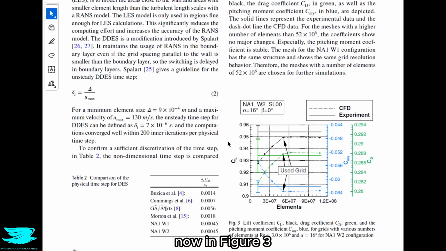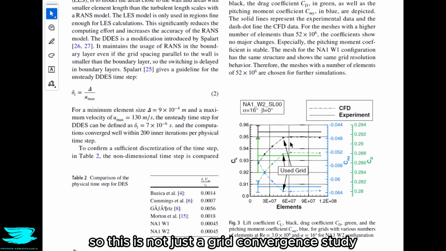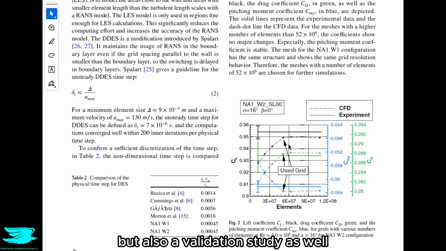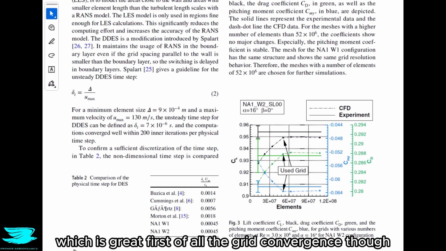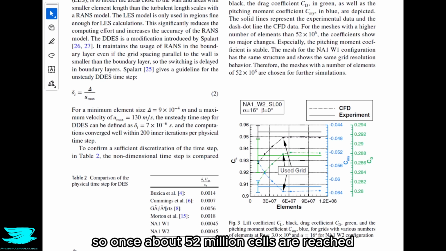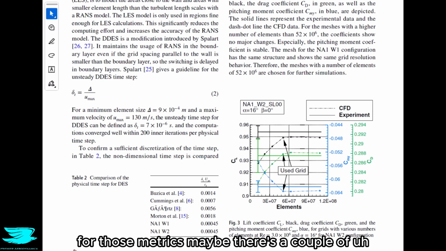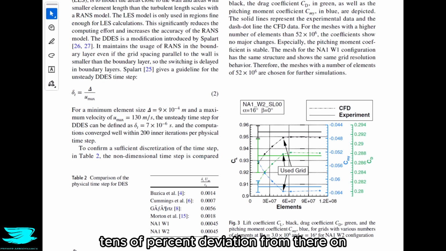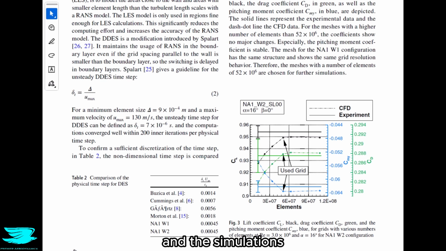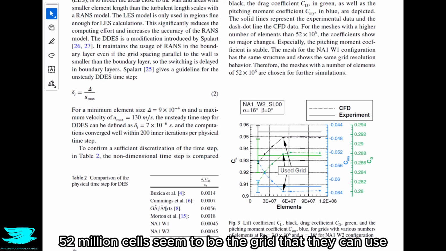Now, in figure 3, we see the CFD results and the experimental data. So this is not just a grid convergence study, but also a validation study as well, which is great. First of all, the grid convergence though. So once about 52 million cells are reached, the lift and pitching moment coefficients don't really change too much. So this is kind of the point where the grid is converged for those metrics. Maybe there's a couple of tenths of a % deviation from there on. But for the drag coefficient still, that deviates a little more after that, so maybe about 0.5% or so. Even still, that's very good, and the simulations seem to have converged across the board, so 52 million cells seem to be the grid that they can use.